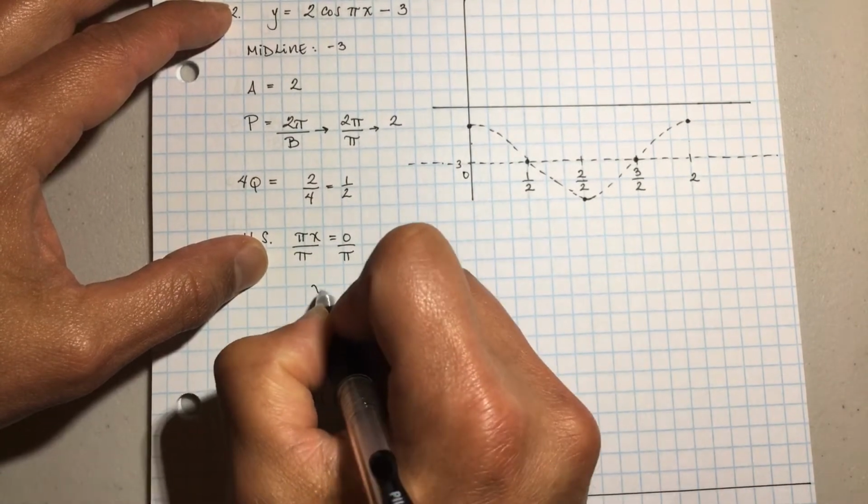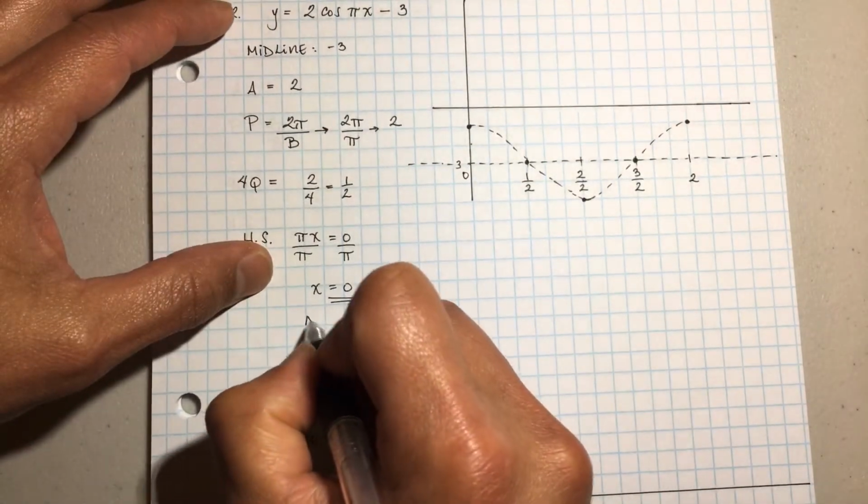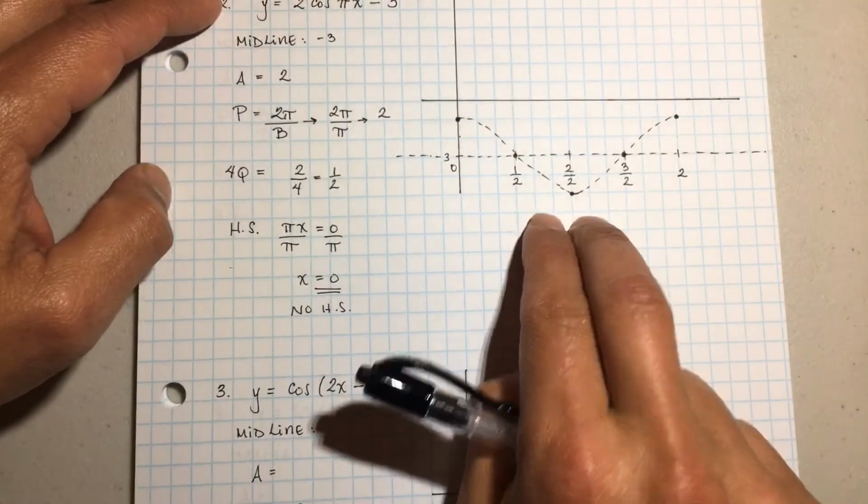Well, 0 divided by anything is 0. So what does that mean? There's no horizontal shift. I'm not going to move it left or right. Just going to leave it like that. There you go. There's my graph.